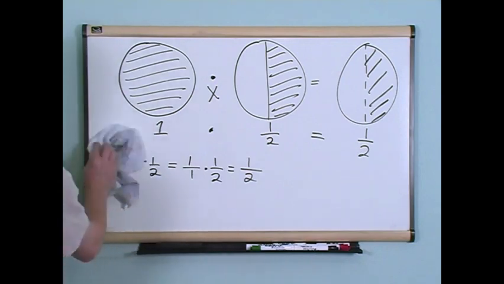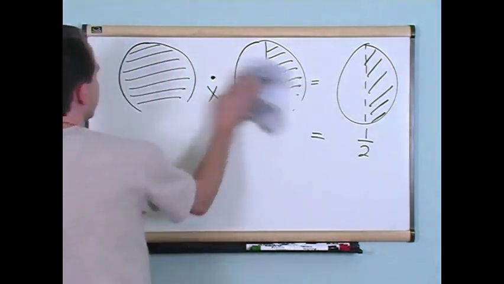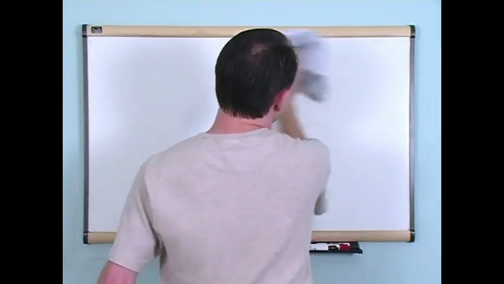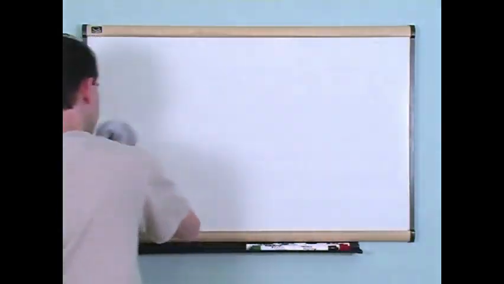So let's go ahead and work through some other problems. We'll do some problems where I draw it on the board, and I'll try to explain to you what you're doing when you're multiplying by fractions. And we'll go from there.